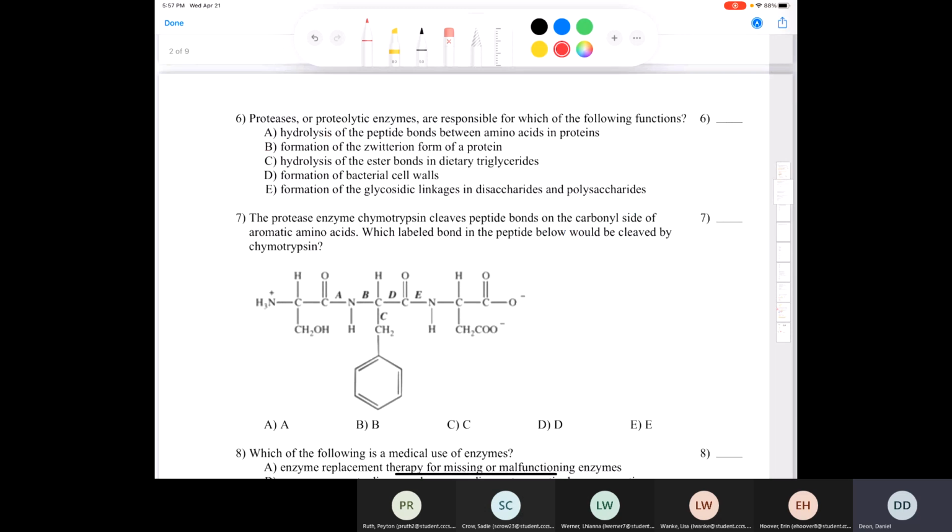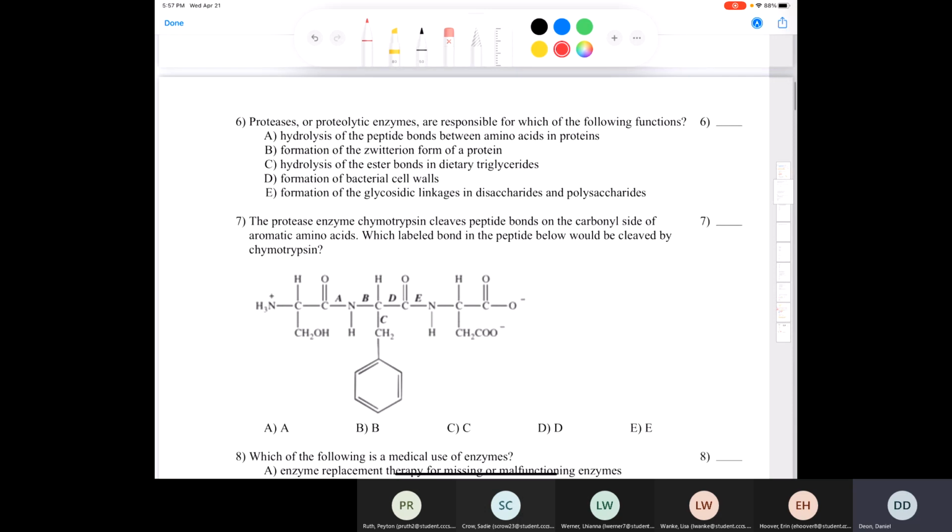Question number 6. Proteases or proteolytic enzymes are responsible for which of the following functions? Well, when I see the word proteases, what comes to my mind would be a protein, right? So what kind of bonds are found in proteins? Well, we know that proteins are all held together with amide bonds. If I just draw a generic amide bond like this, okay? A protease is going to be responsible for hydrolyzing peptide bonds between amino acids and proteins. That's the correct answer. Saw it right away.